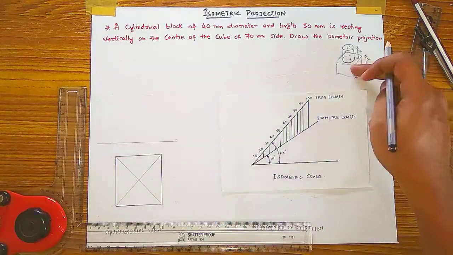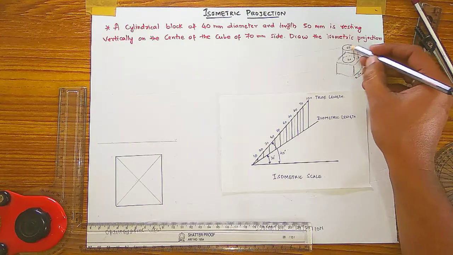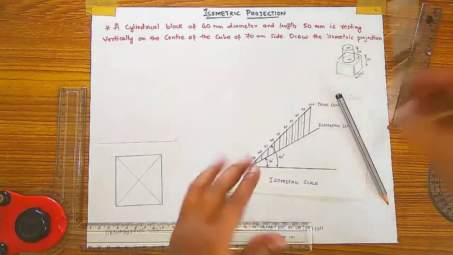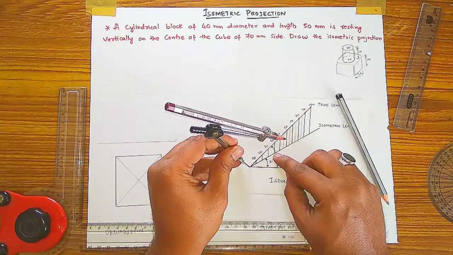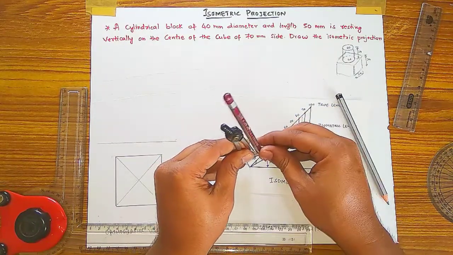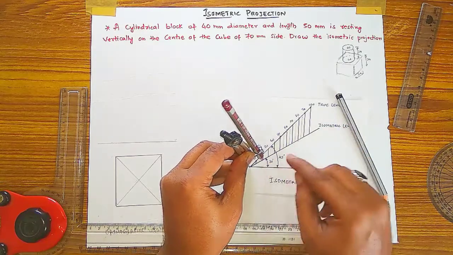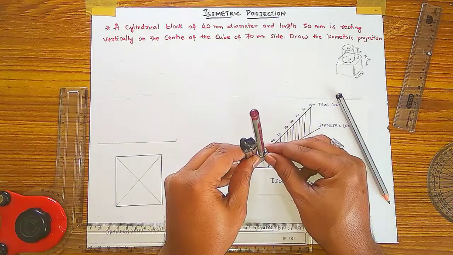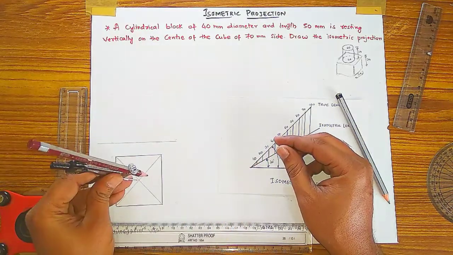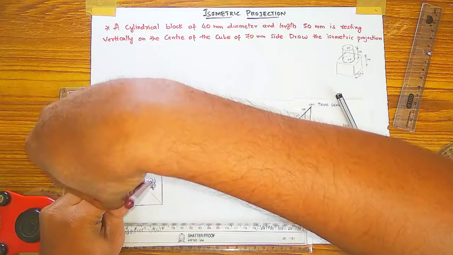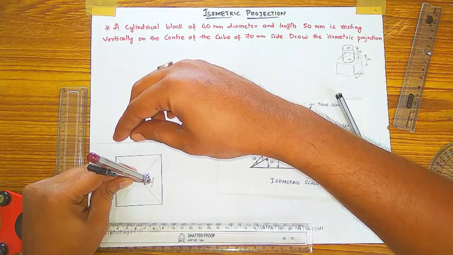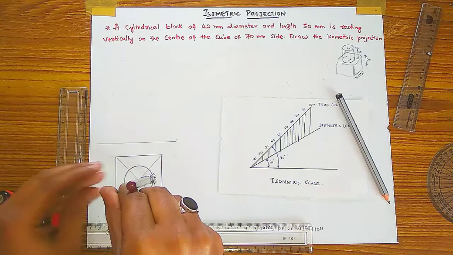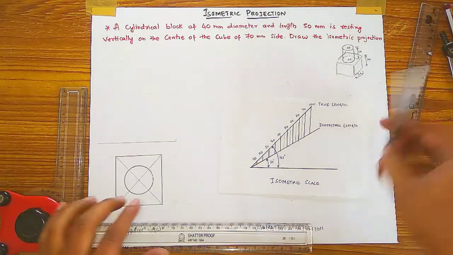Then if you see from the top also, your cylinder of 40 mm diameter is visible. To draw this 40 mm circle here, you have to adjust your divider. To draw a circle of 40 mm, half of it will be 20 mm. So adjusting the isometric length of 20 mm and drawing this circle, you will get the isometric length 40 mm circle. So draw that. Now you got the top view of this section.